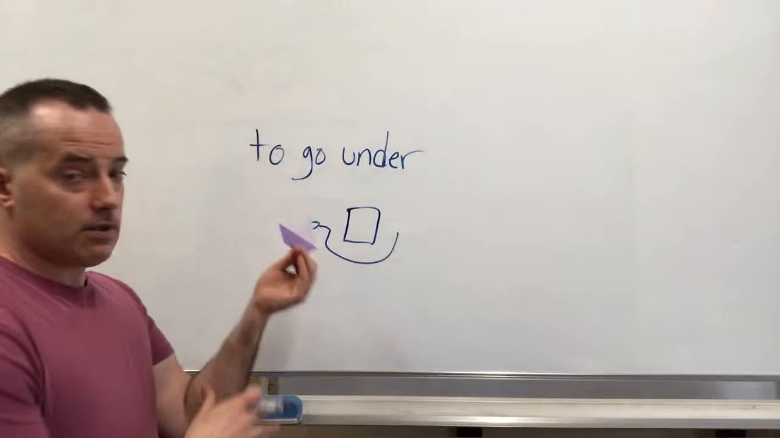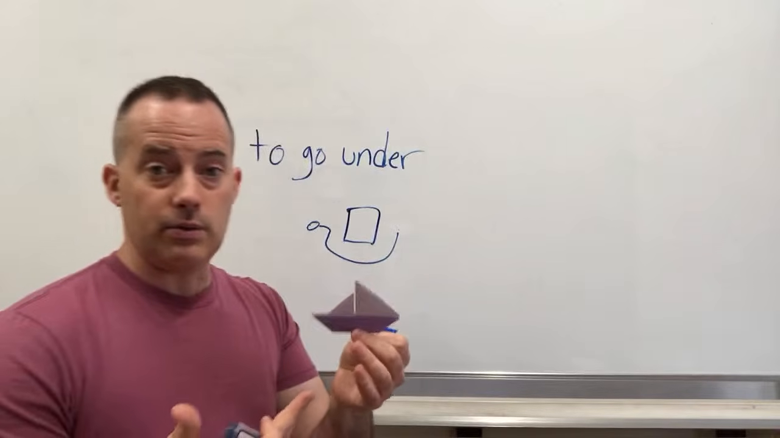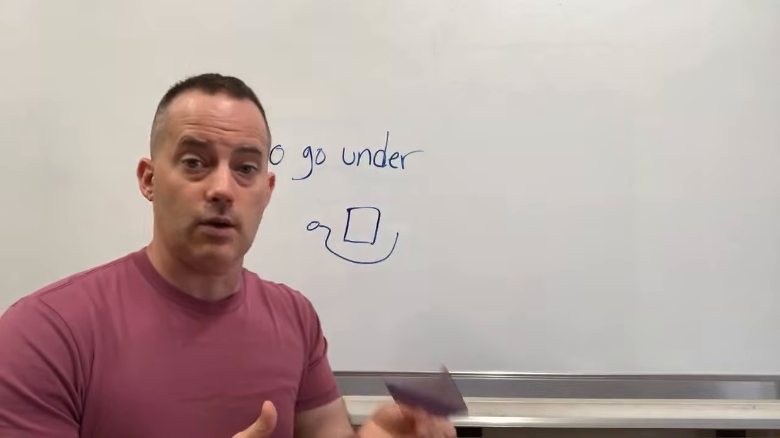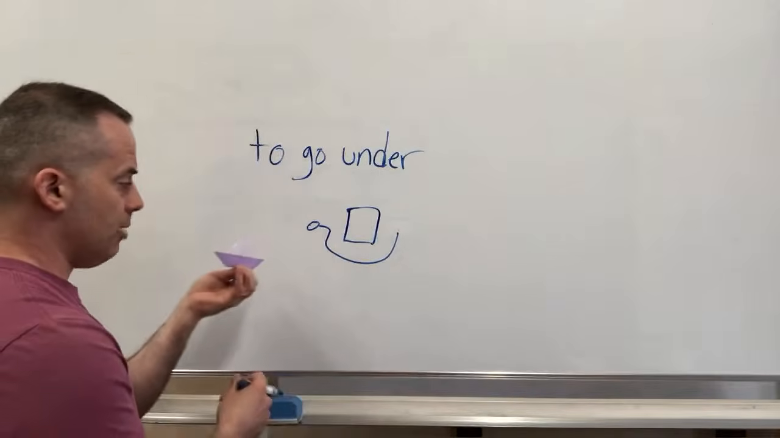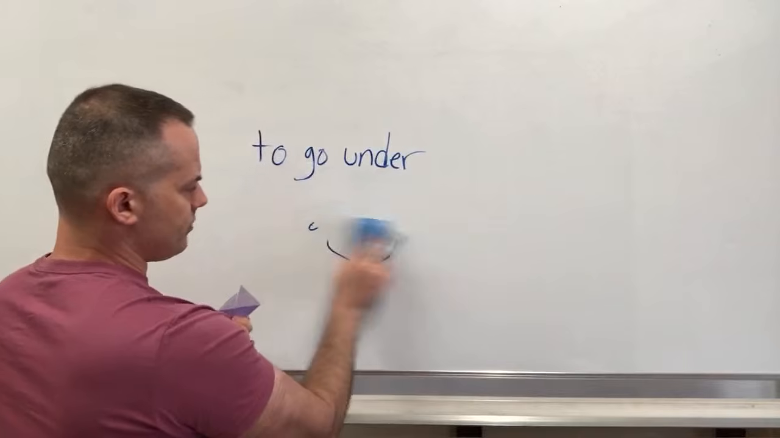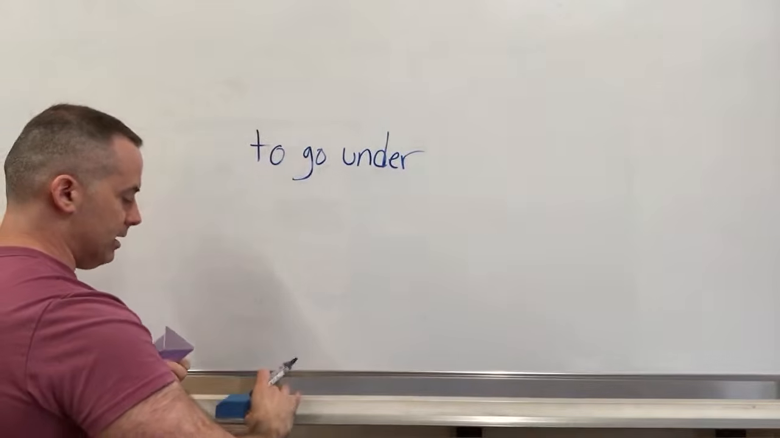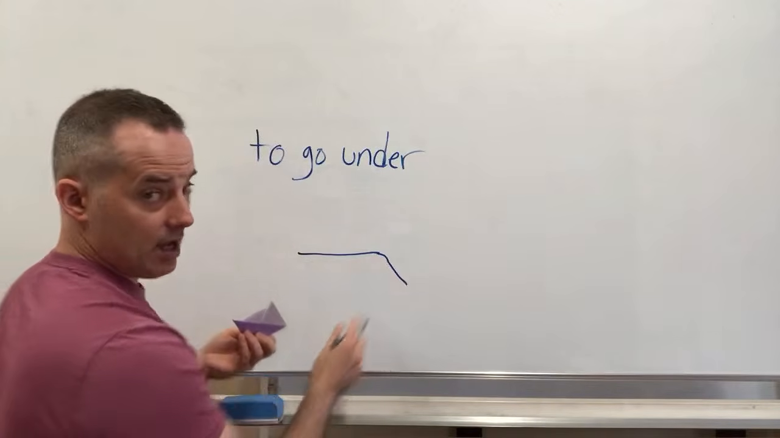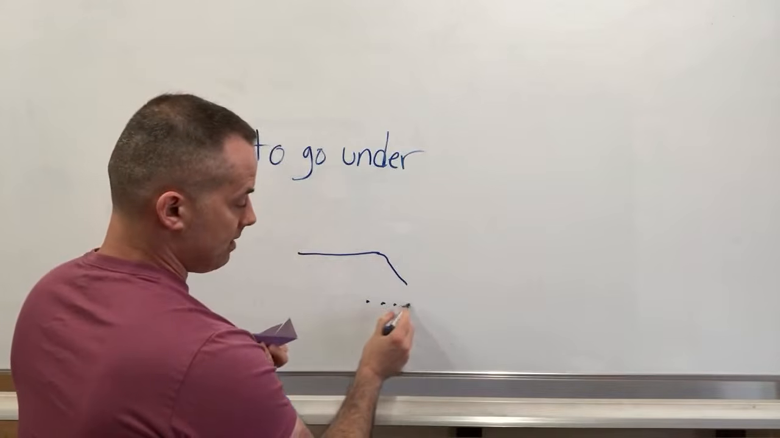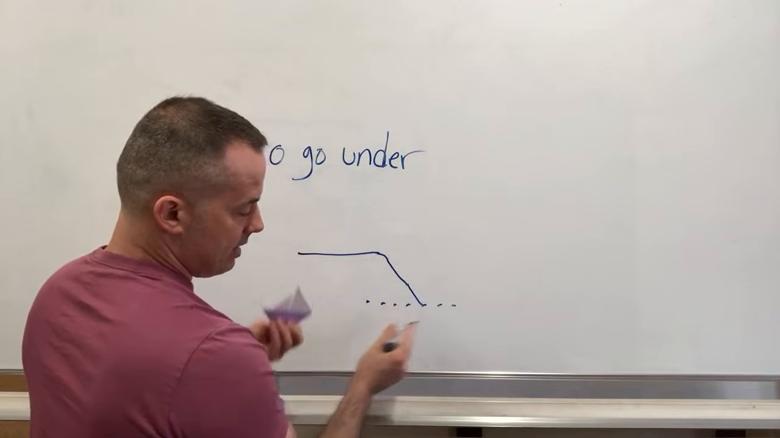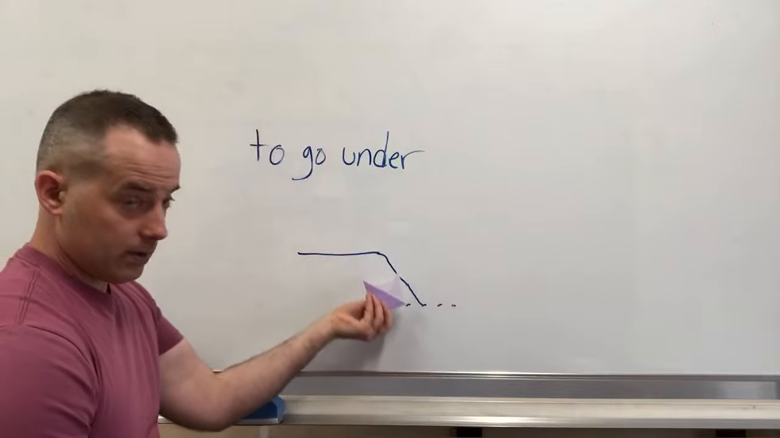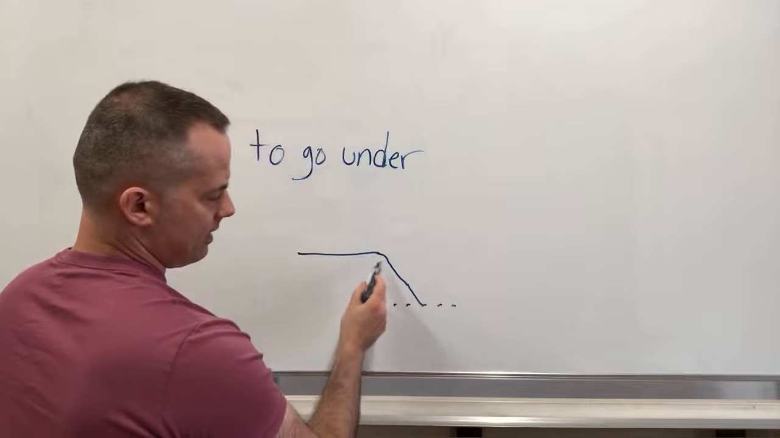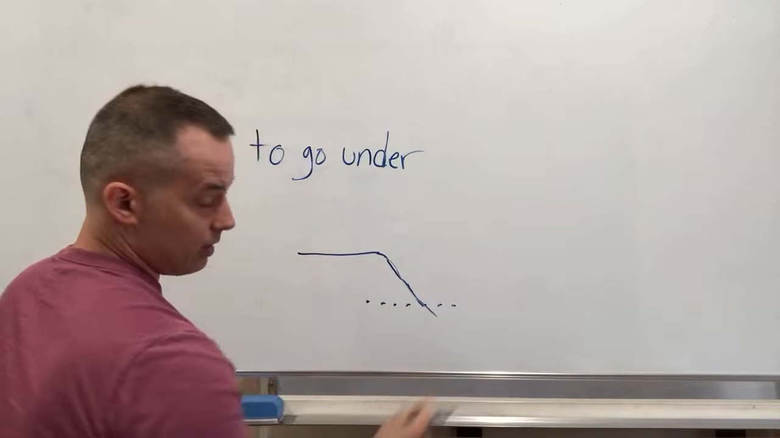Now, if we take a physical idea like this, to go under, we can also use the more figurative idea of a company going under in the same way. You might have the profitability of a company. Let's say a company is making money, and then suddenly, oh no, it's not making money. If it passes this line here, just like a boat, oh no, it's going under. It's going under this line, going into bankruptcy.